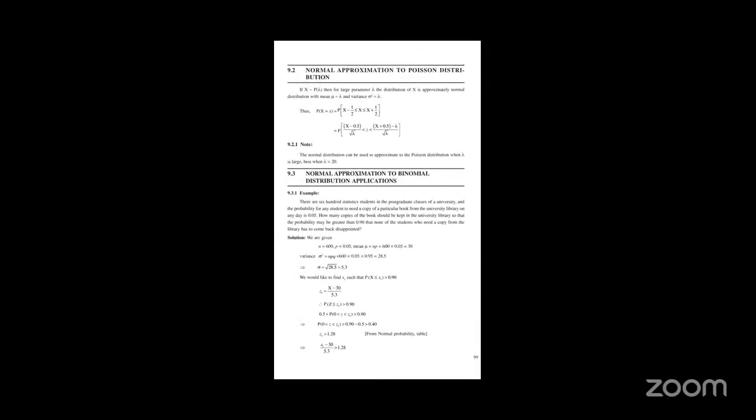So next, coming to the normal approximation to the binomial distribution applications. We will solve it by using an example, so it will be very easy for you to understand what we are actually doing. So what is the example?